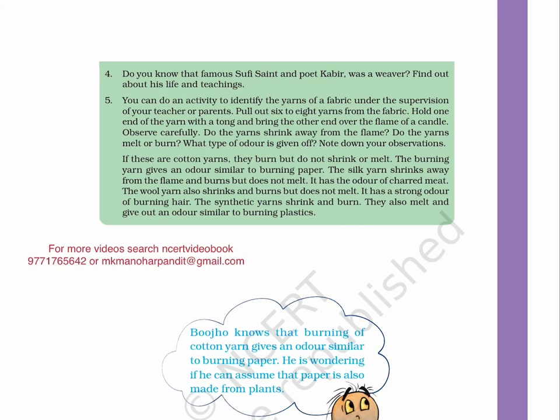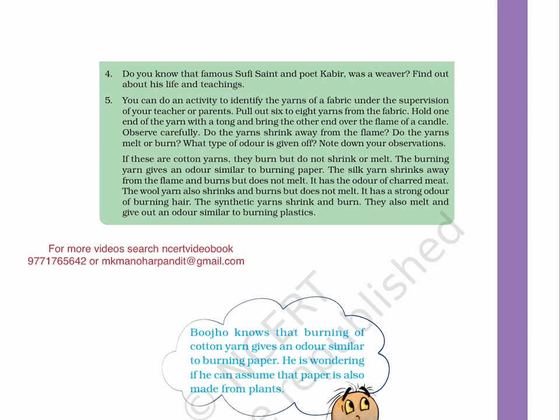The silk yarn shrinks away from the flame and burns but does not melt. It has the odor of charred meat. The wool yarn also shrinks and burns but does not melt. It has a strong odor of burning hair. The synthetic yarns shrink and burn. They also melt and give out an odor similar to burning plastics.